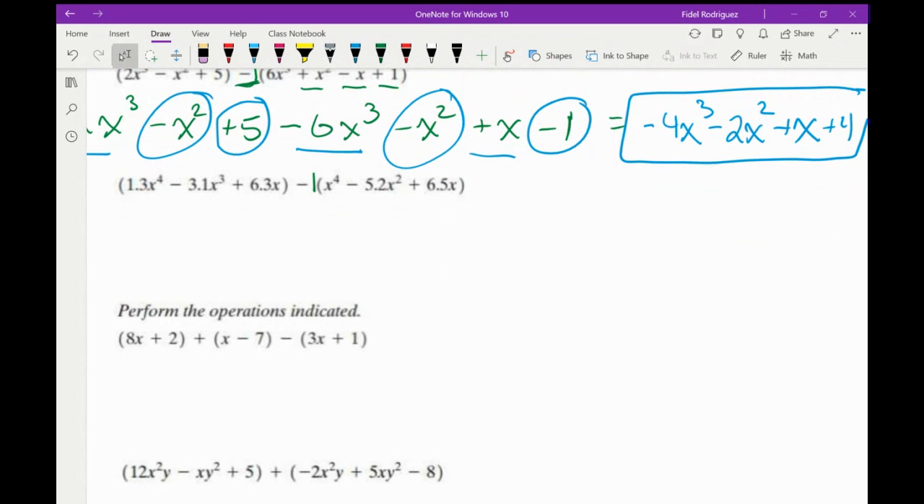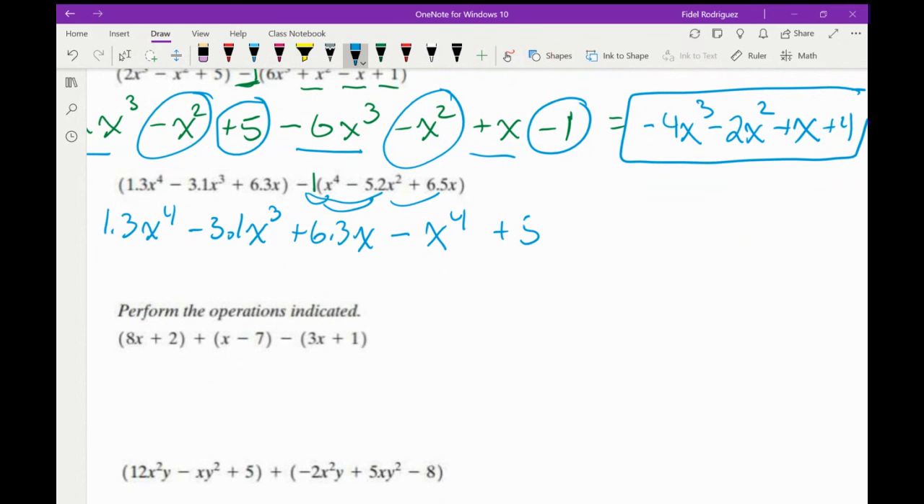So let's try the same thing for this next problem here. Again, I'm going to leave the first one alone. So 1.3 x to the fourth minus 3.1 x to the third plus 6.3 with an x. And then we'll distribute that. So a minus x to the fourth. This is going to be a plus 5.2 x squared. And then this one here is going to be a minus 6.5 with an x.